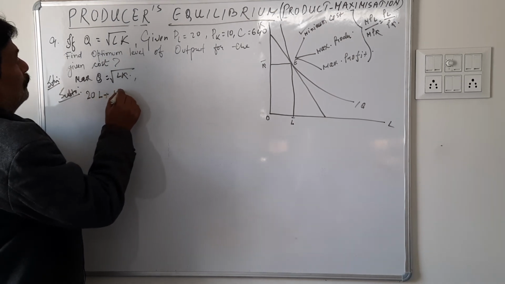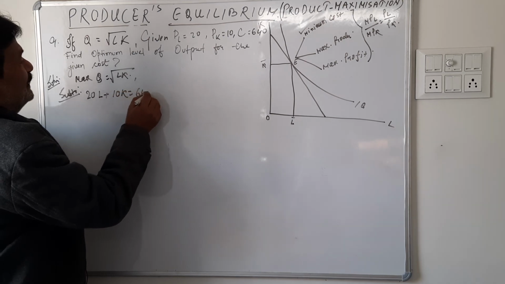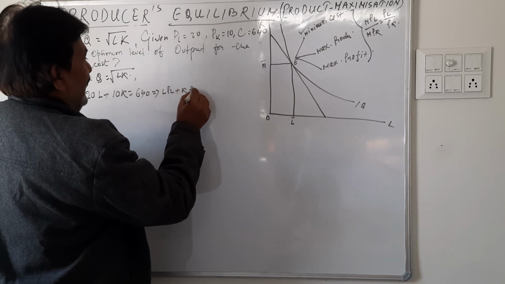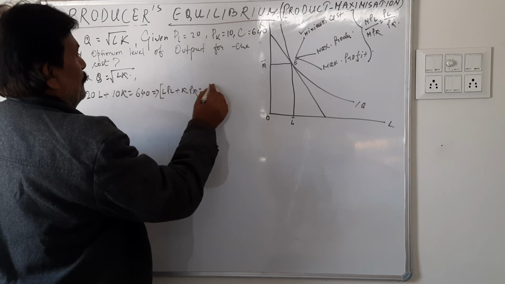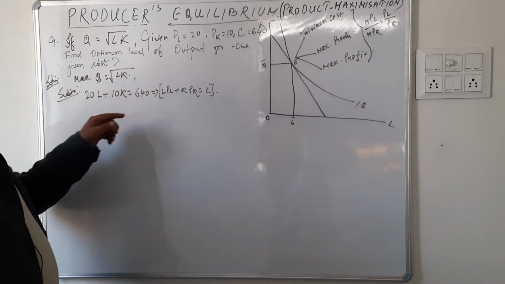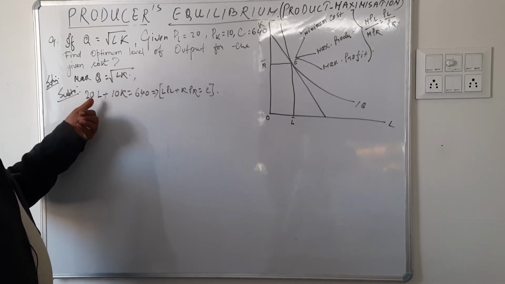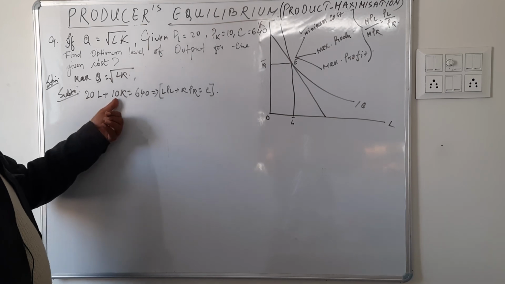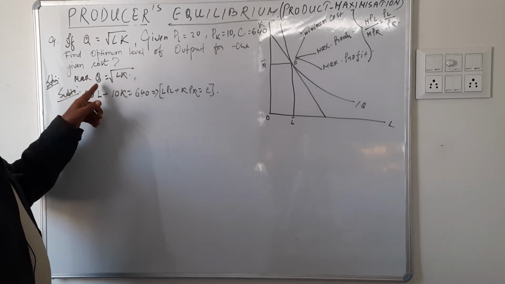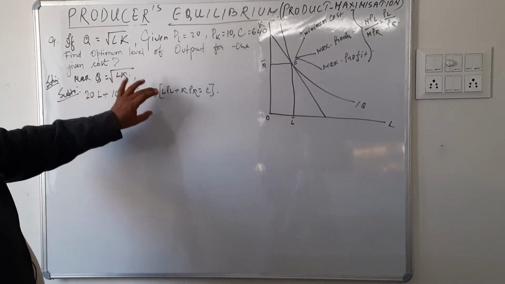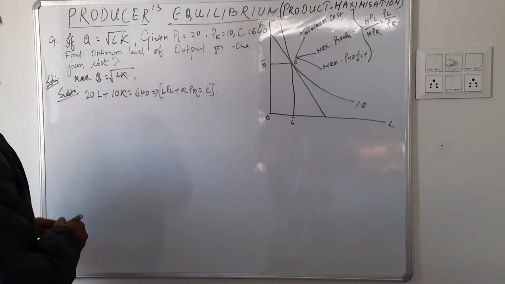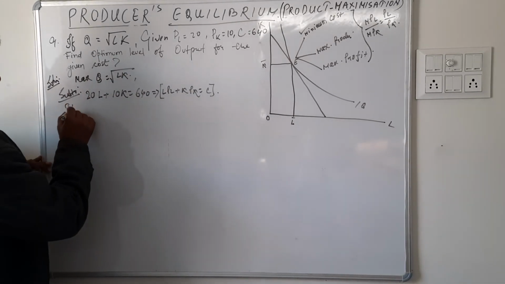20L plus 10K is 640. This is the isocost line, L into PL plus K into PK, that is C. So the producer for whom the per unit labor charge, or the wage rate, is 20 and the interest rate is 10, altogether wants to spend 640 rupees for the production of Q. We are interested in knowing that with this cost condition, what will be the maximum level of Q to be produced.